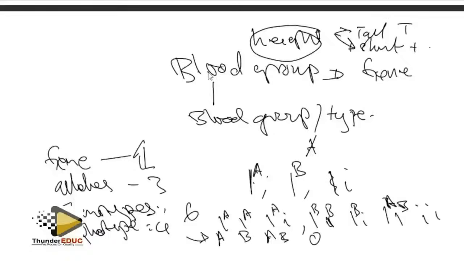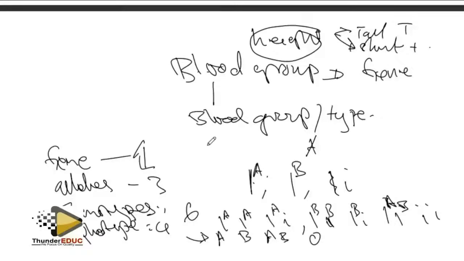AB is codominant. O is homozygous. This is the codominant or heterozygous. So there are 6 of them: heterozygous, homozygous, heterozygous, homozygous. 1 gene, 3 alleles, 6 genotypes, 4 phenotypes.